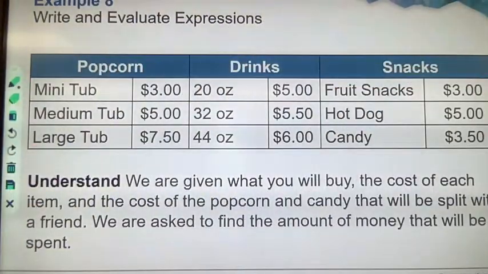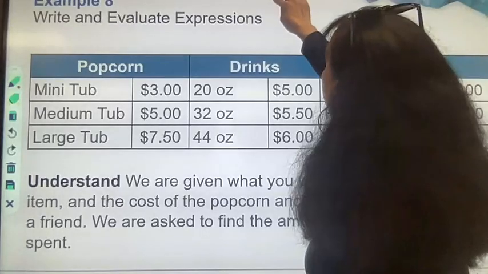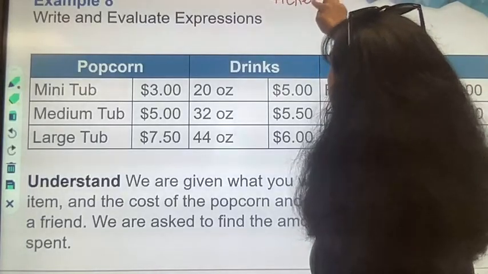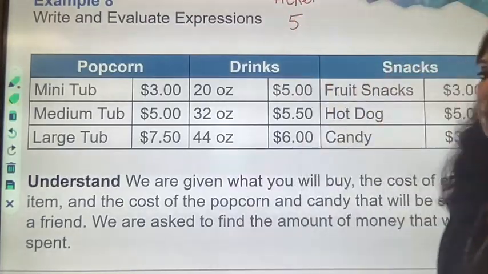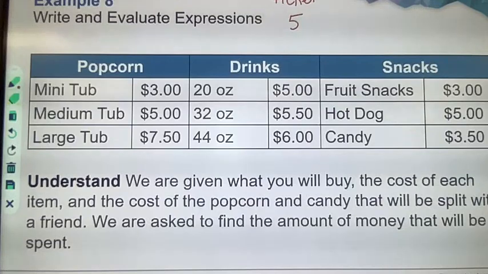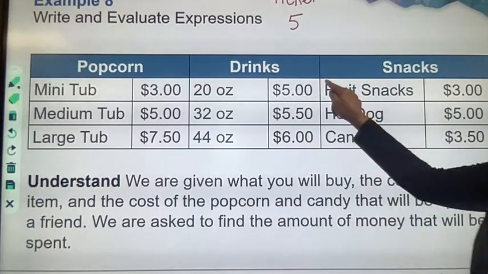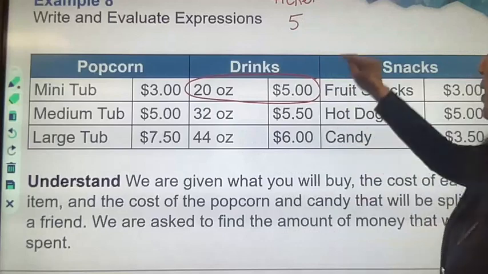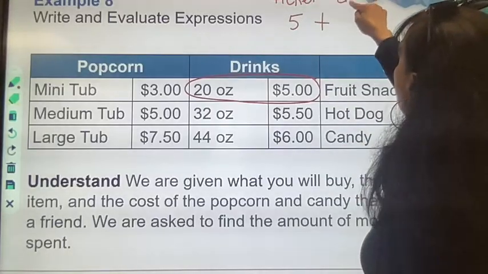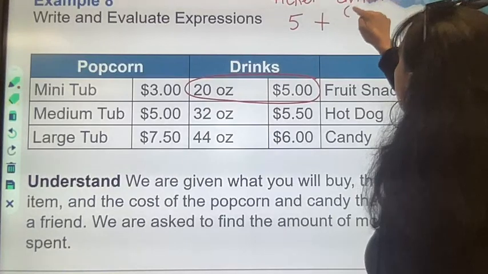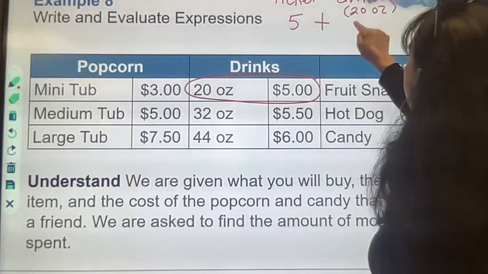Let's look at this one. We're going to write an expression for the total cost in dollars. The first thing it asked for was the ticket. Ticket was how much? $5. So we'll write that over here. The ticket was $5, right? And then you had a drink, the 20-ounce one, which was $5.